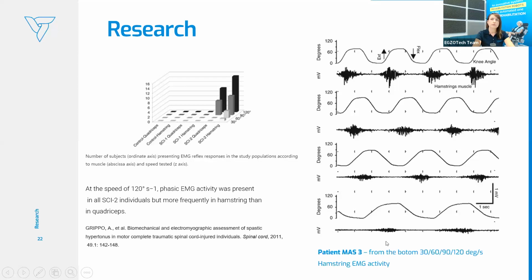Down below you will have slower speeds, and up here you will have quick speeds. Especially from the hamstring muscles, when you evaluate spasticity in the lower limb here, you will have the activity, which is a reflex EMG activity. Also for quadriceps, in that case, they reached some EMG reflex activity for the speeds 90, 120. So definitely the higher speeds show more of the reflex EMG activity.